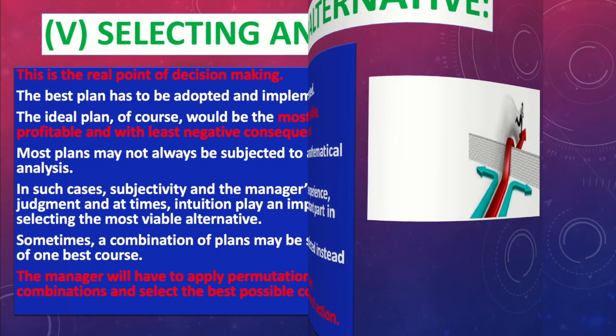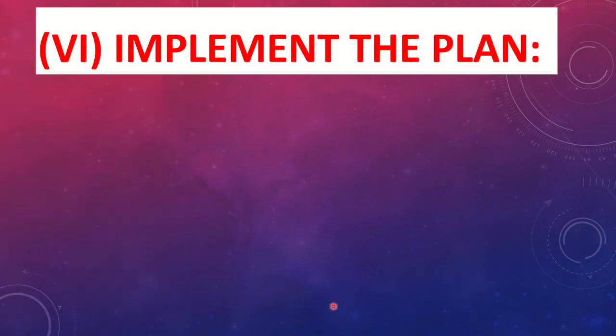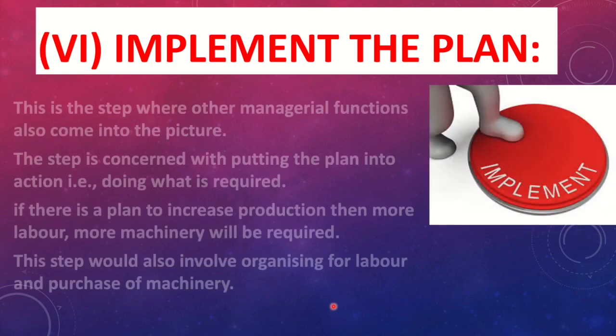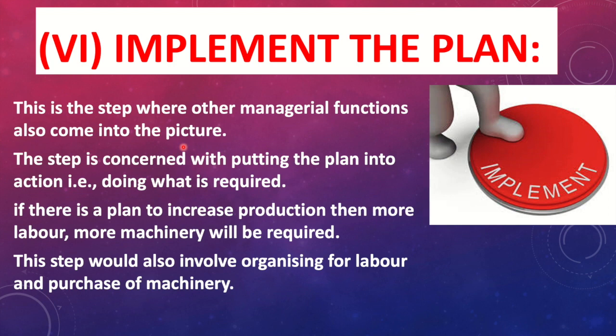Now let us see the sixth step. That is what? Let us now implement the plan. You have decided, you have selected, now let us implement it. So how will you implement it? Now here the other managerial functions also come into the picture. So this is the step which is concerned with putting the plan into action. So doing what is required. Now here we may need to direct people, or if there is a plan to increase production, then more labor, more machines will be required.